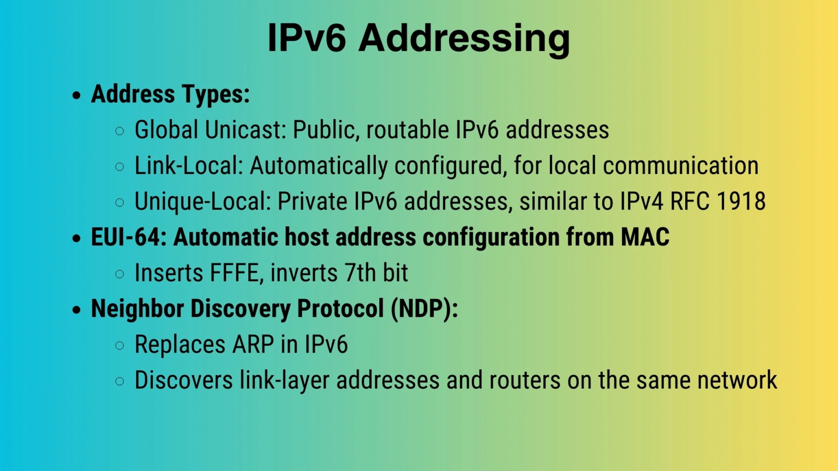Neighbor Discovery Protocol, NDP, replaces ARP in IPv6, discovering link layer addresses and routers on the same network. It also handles address auto-configuration, duplicate address detection, and redirection, enhancing network reliability and efficiency. IPv6 addressing, with its larger address space and enhanced features like EUI-64 and NDP, is critical for modern network design, enabling seamless and scalable internet connectivity. Embracing IPv6 is essential for future-proofing network infrastructure and supporting the continued expansion of the internet.